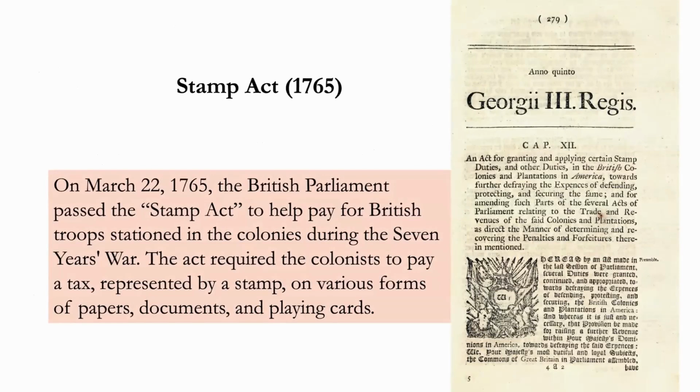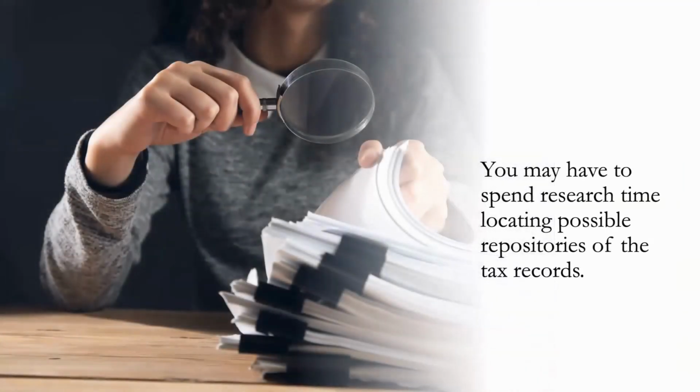So now look a little closer. We'll see the actual act. This is George III, the King of England, who in 1765 passed the Stamp Act. So this is the formal document that you'll find if you start looking for more information on these different taxes.